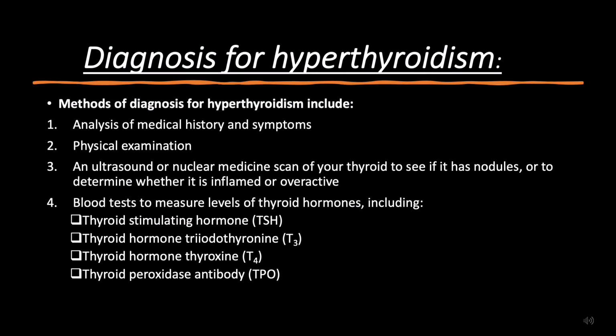Diagnosis for hyperthyroidism. Methods of diagnosis for hyperthyroidism include analysis of medical history and symptoms, physical examination, an ultrasound or nuclear medicine scan of your thyroid to see if it has nodules, or to determine whether it is inflamed or overactive, and blood tests to measure levels of thyroid hormones, including thyroid-stimulating hormone TSH, thyroid hormone triiodothyronine T3, thyroid hormone thyroxine T4, and thyroid peroxidase antibody TPO.